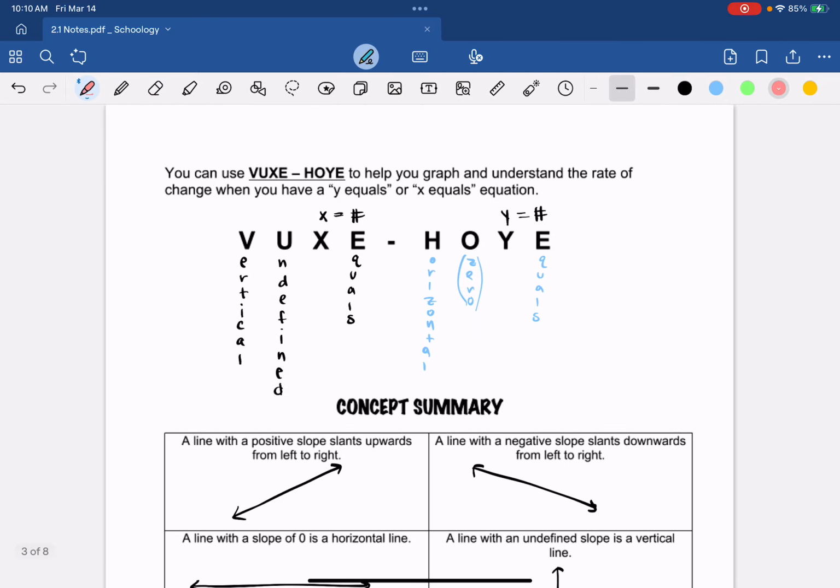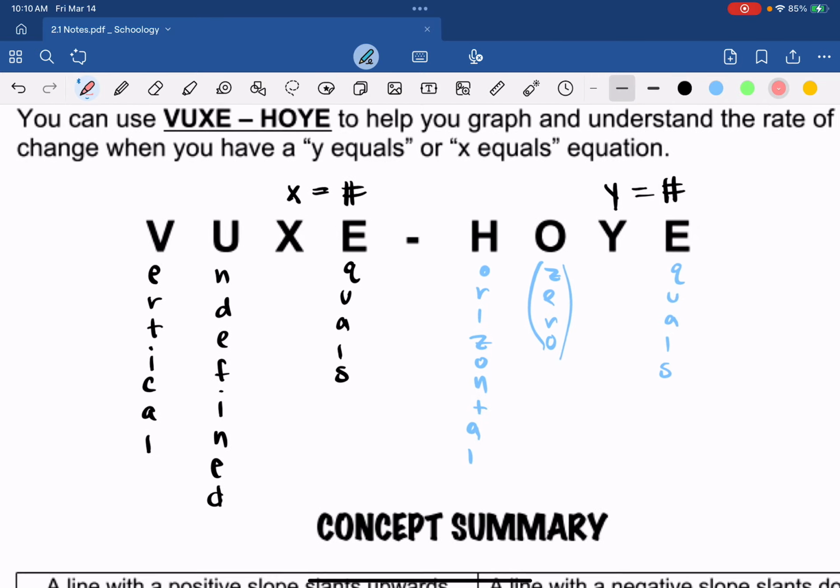Okay, here's our next little piece of notes you're going to want to copy down. VOOKS HOY, you might have heard it, or HOY VOOKS, doesn't really matter. All you need to know is that when I have a vertical line, up and down, I have an undefined slope, and the equation of my line is x equals a number. So there is no y in my equation at all. It's just an x.